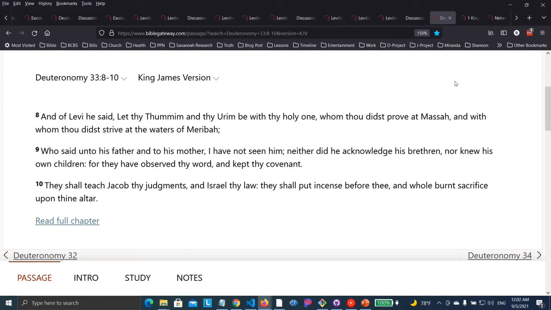Deuteronomy 33:8 through 10. Of Levi he said, let your Thummim and your Urim be with your Holy One, whom you did prove at Massah, and with whom you did strive at the waters of Meribah. Who said unto his father and his mother, I have not seen him, nor did they acknowledge his brothers, nor knew his own children, for they observed your word and kept your covenant. They shall teach Jacob your judgments and Israel your law. They shall put incense before you and whole burnt offerings on your altar. All these days, all these holidays we discuss, are the Lord's, Yahuwah's, God's.